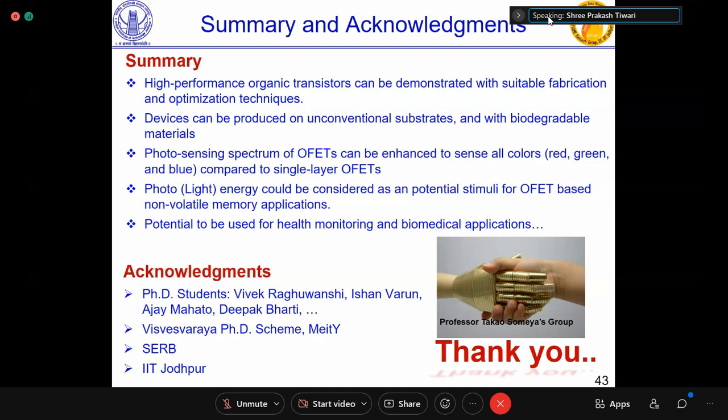Then one more feature I spoke about is that these devices can be used as sensors, and one example I showed was photo sensing. I said this spectrum can be enhanced to sense various more colors by doing some research compared to a single layer semiconductor. And finally, we also discussed how photo energy or light energy can be considered a good stimulus for OFET-based non-volatile memory application.